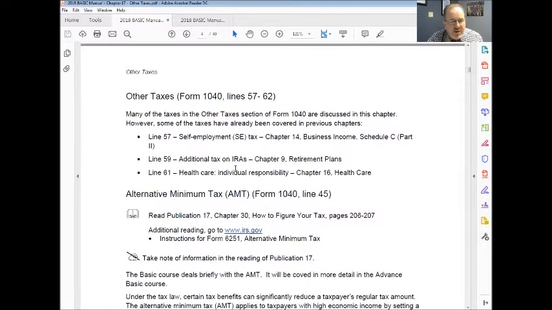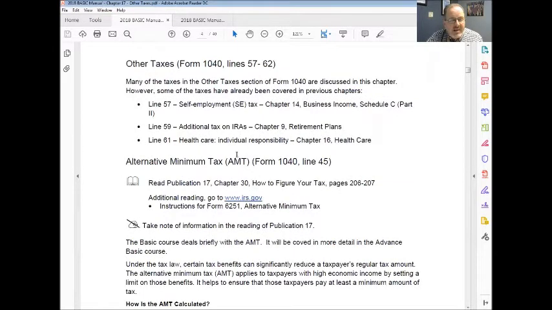It talks about additional tax on IRAs. Again, back to Chapter 9 when we talked about retirement plans. If somebody does something that causes excess contributions or they take a distribution prior to 59 and a half, it may trigger that additional tax on an IRA.